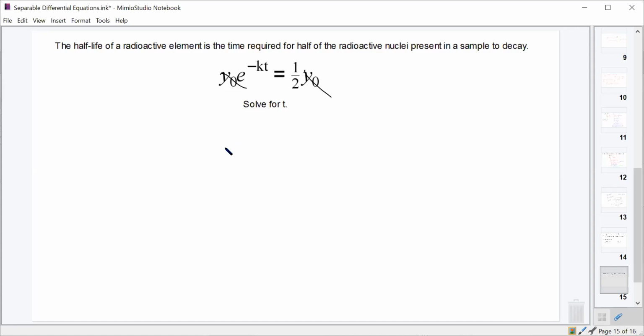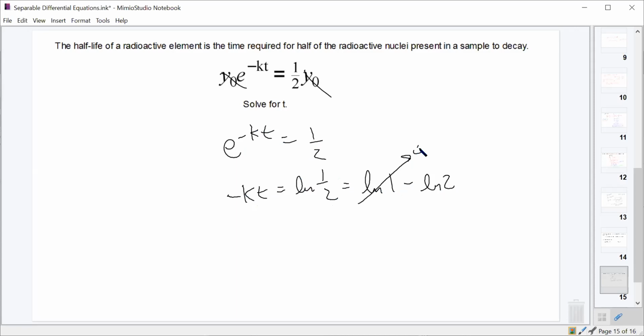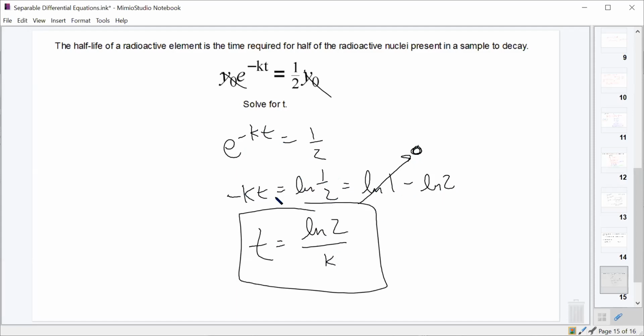Yeah, we just take the natural log of both sides, right? We have e to the negative kt equals a half. I'll take the natural log. Negative kt equals natural log of a half, which we usually would rewrite as natural log of 1 minus natural log of 2, because we know the natural log of 1 is 0. So negative kt equals negative ln 2, or t is the natural log of 2 over k. And so that should prove to you the half-life of any radioactive isotope. If you know that constant of proportionality, just do natural log of 2 divided by it, and you get the half-life. Pretty easy.